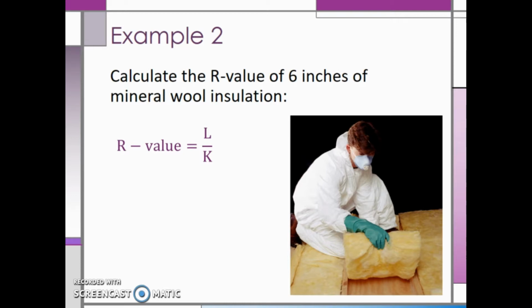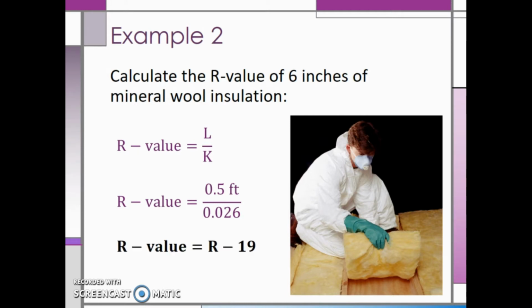The thermal conductivity for mineral wool insulation is 0.026. We can then go ahead and divide and see that our R value for 6 inches of mineral wool insulation is R19. This concludes our discussion of heat transfer.